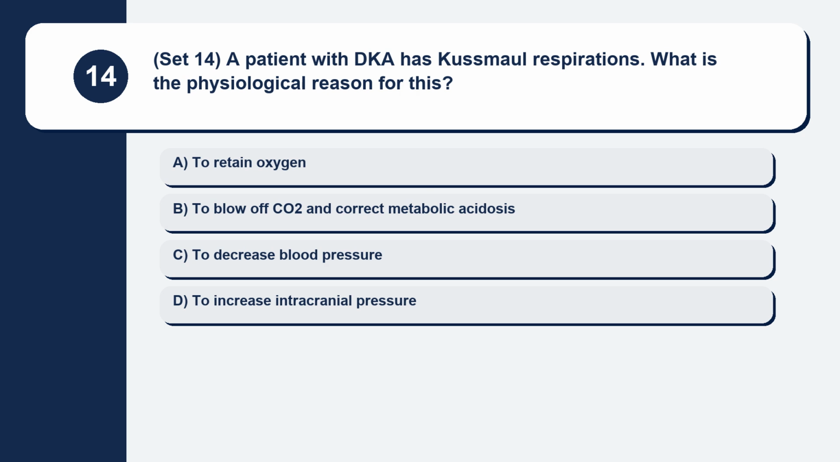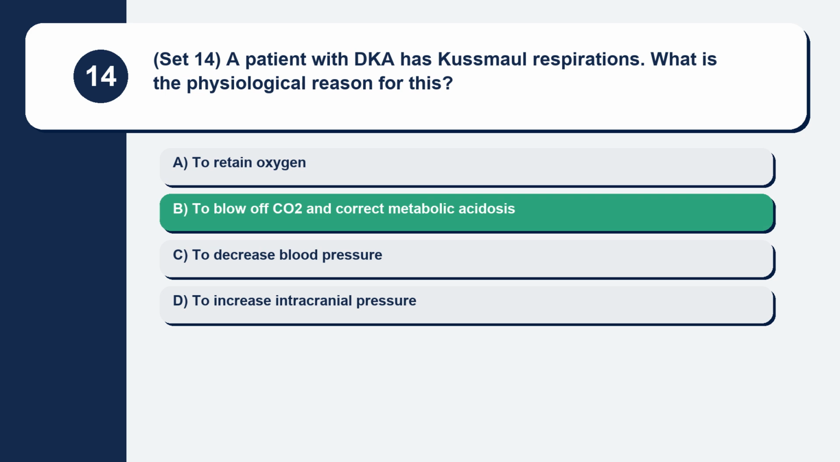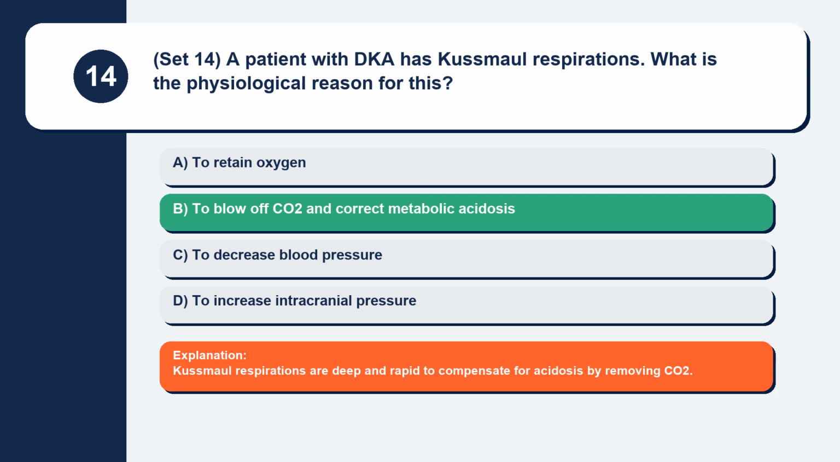Question 14, Set 14. A patient with DKA has Kussmaul respirations. What is the physiological reason for this? To retain oxygen, to blow off CO2 and correct metabolic acidosis, to decrease blood pressure, to increase intracranial pressure. Kussmaul respirations are deep and rapid to compensate for acidosis by removing CO2.